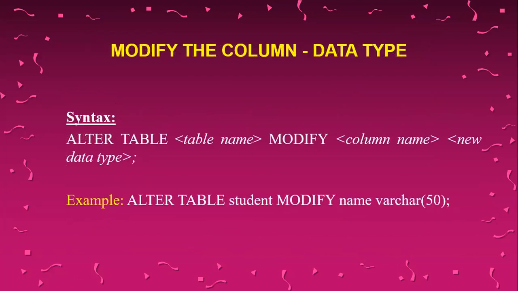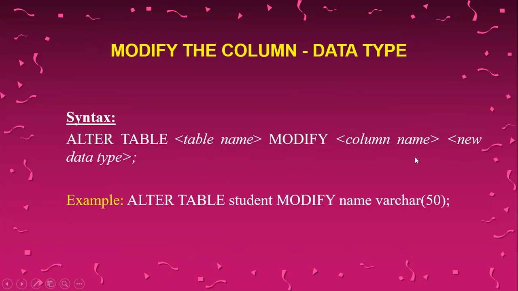I want to modify the column. I have defined a column with one data type and I want to increase the size of the data type, or I want to change that data type. What do we have to do? We have to use the alter table command, but instead of add or drop, we have to use another clause, that is modify. Alter table modify, then the column name to be modified and its new data type.